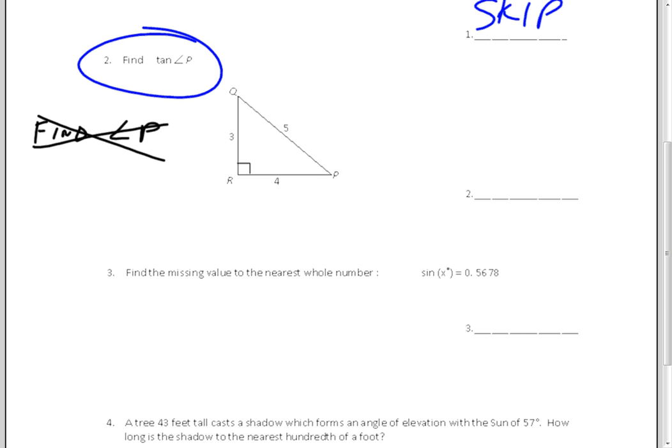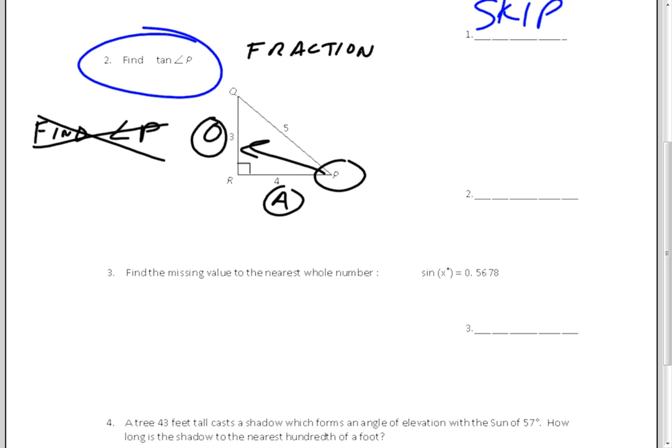What did we write down at the beginning of our trigonometric notes? What are sine, cosine, and tangent? They're fractions. This is asking for a fraction. So tan angle P. Where's P? There's P. Opposite over adjacent. I need O, I need A, I need 3 over 4. Done. You don't want to make a mistake on an SOL test or a test just because you're finding something that's not being asked for.